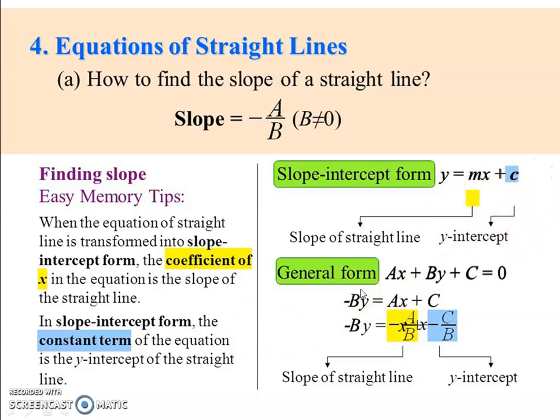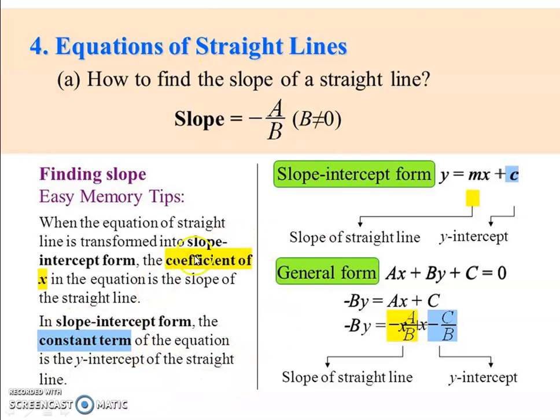The general form of the straight line is given by ax plus by plus c equal to 0. We have to shift: minus by is equal to ax plus c. So obviously y is equal to minus a upon b x minus c upon b. So here, after simplification, the slope of the straight line is obviously minus a upon b and the y-intercept is minus c upon b. That's why it is an easy trick.